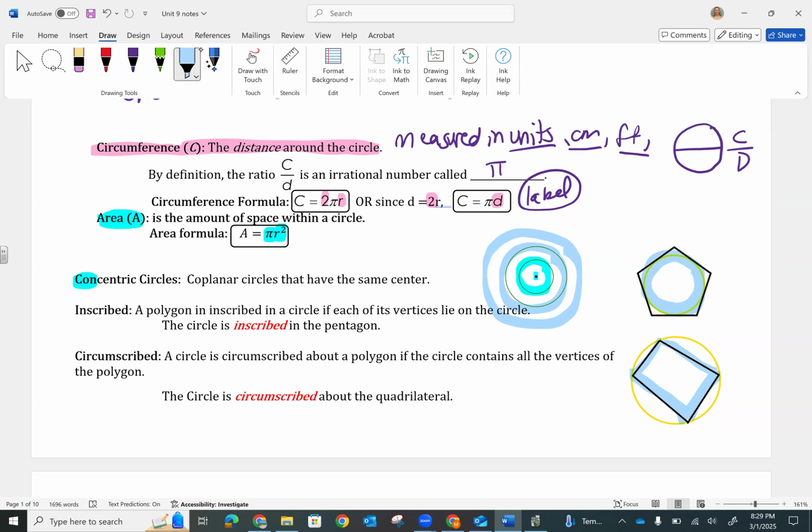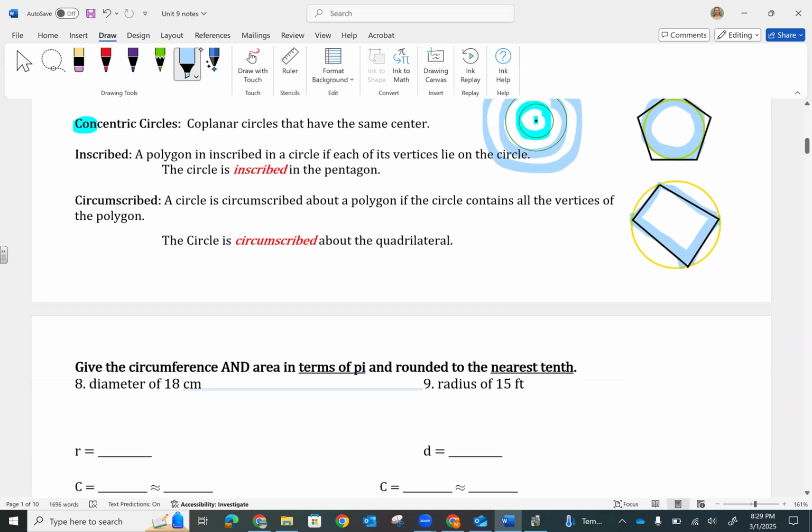Inscribed means inside, circumscribed means outside of the circle or outside of the shape. I'm not going to test you about inside versus outside, but I just want you to be familiar. You can put a shape inside of a circle or put a circle inside of a shape.